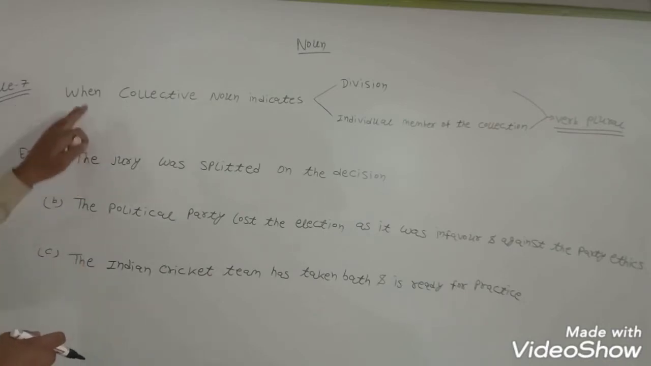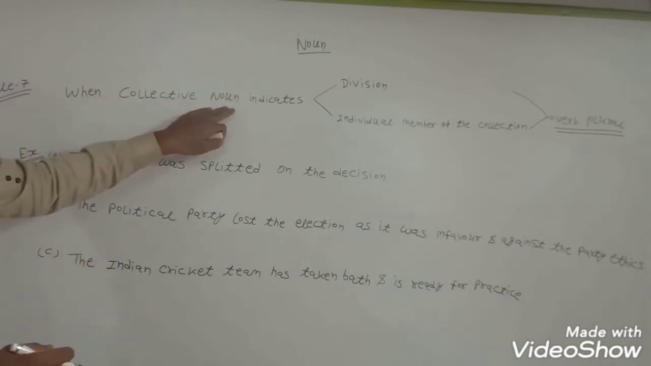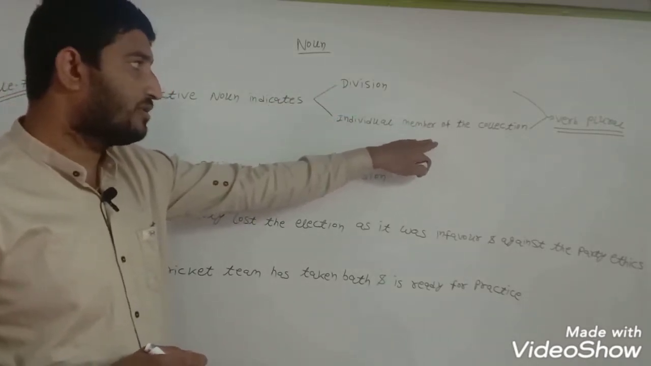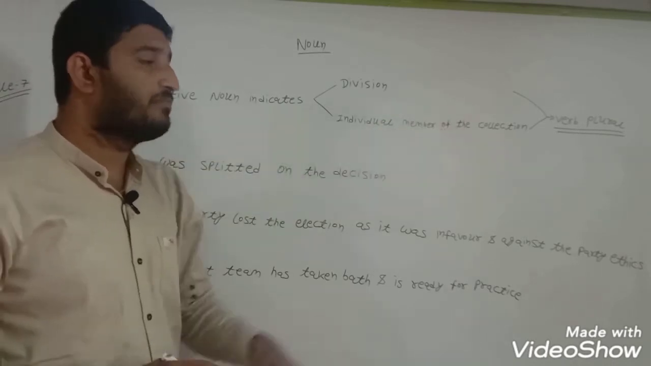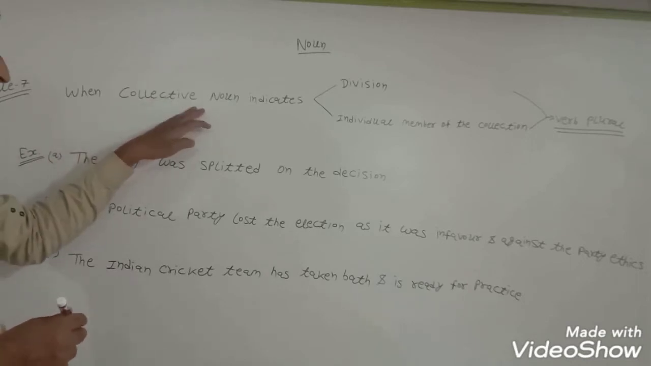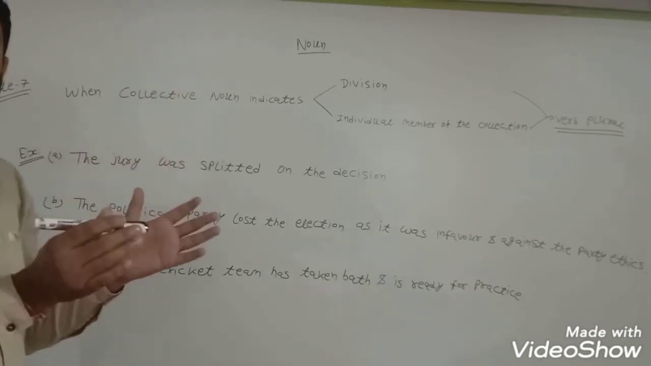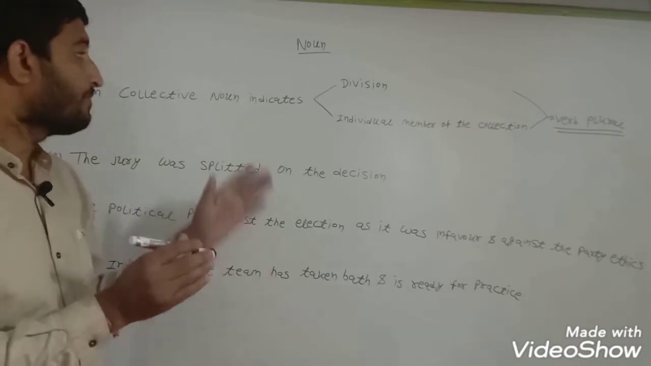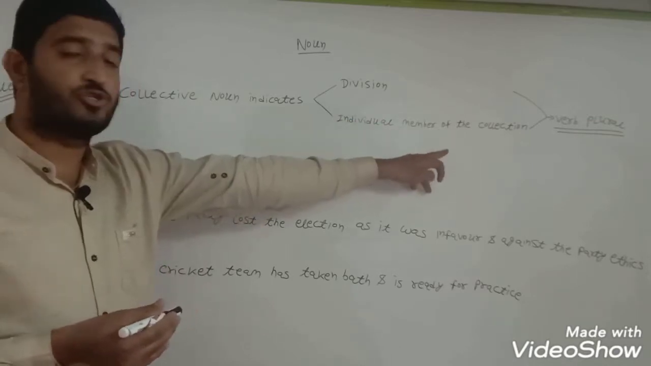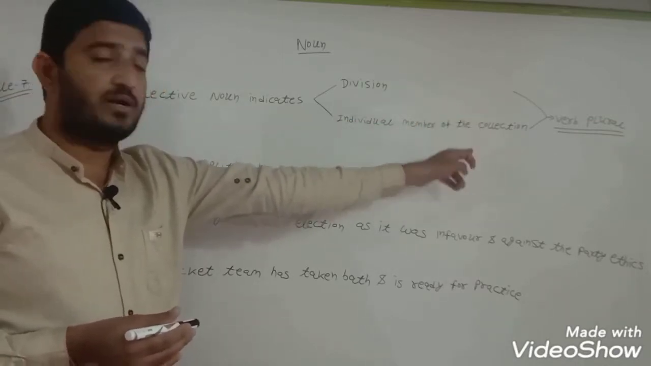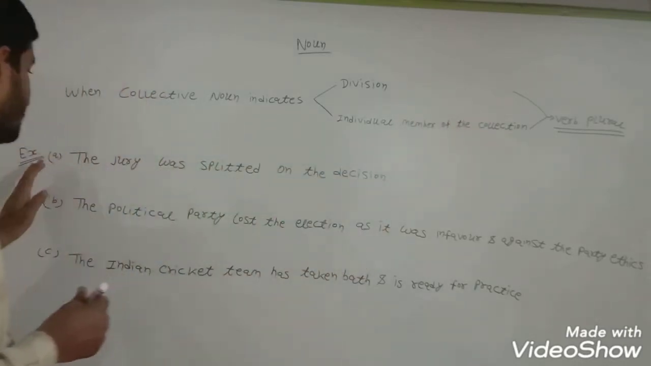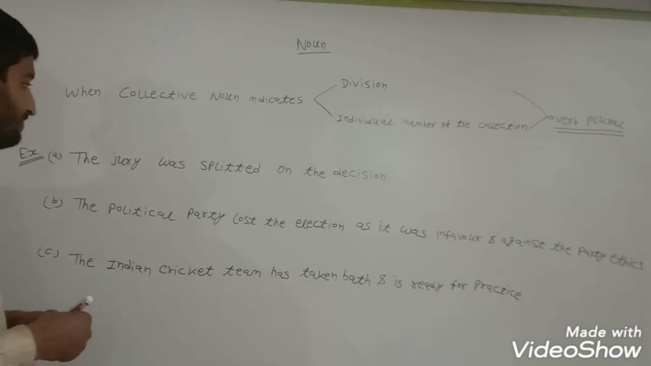Rule number 7 says, when collective noun indicates division or individual member of the collection, then the verb must be plural. It means that agar hamare collective noun, ya team, what we can call it as the team, collection of, agar wo division show karta hai aur ek individual member ko show karta hai, then uske jo verb honge hamesha plural honge. We have to remember this point. Let us see with some examples.